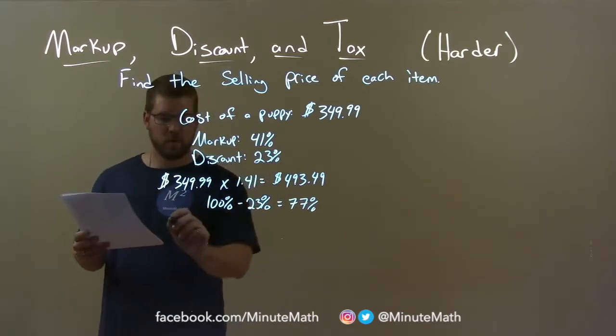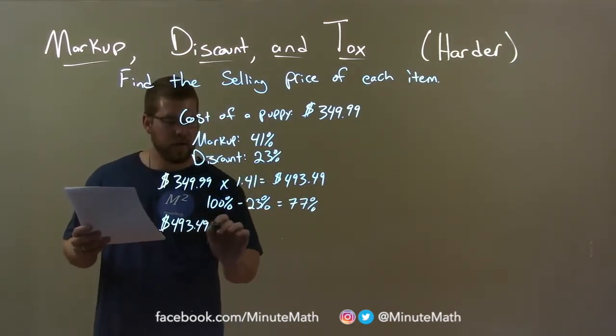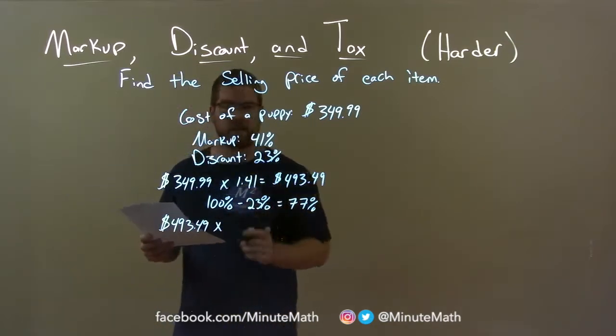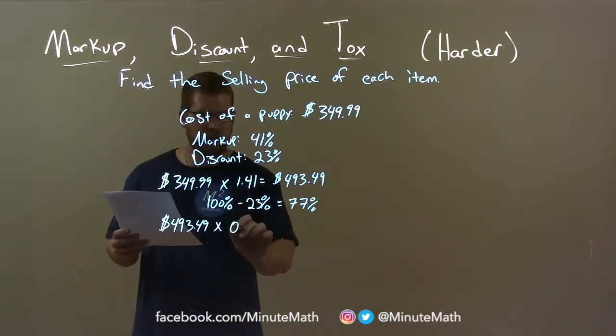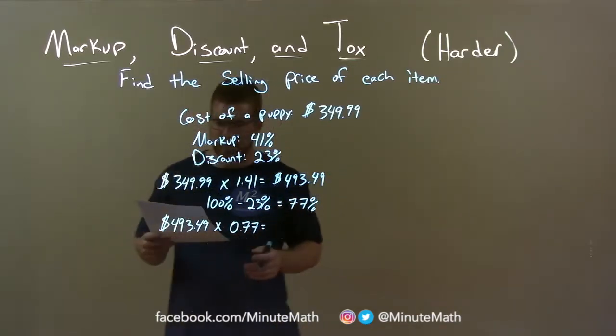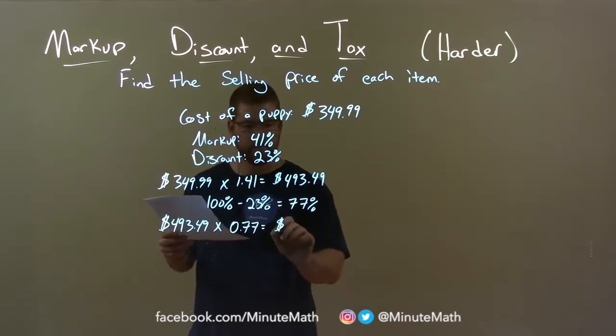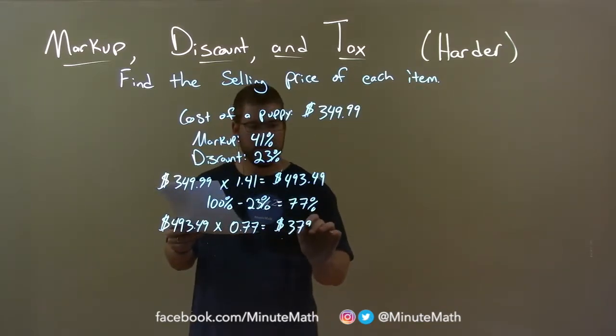So we take the $493.49 and multiply that by 77% as a decimal, 0.77. This gives us a final answer here of $379.98.